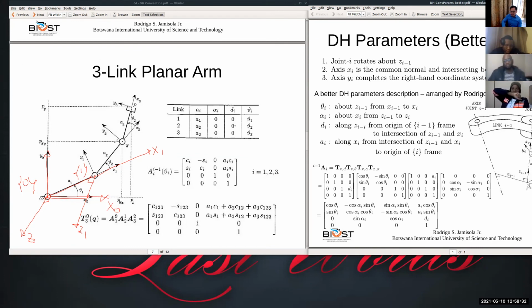But for now, let's just do another axis here. So if this is your axis Z1, I mean Z2, now where is your X2? Your X2 also is normal and intersecting Z1 and Z2. Okay, so again, you can have this axis X2 intersecting a normal, this one X2 also intersecting a normal.